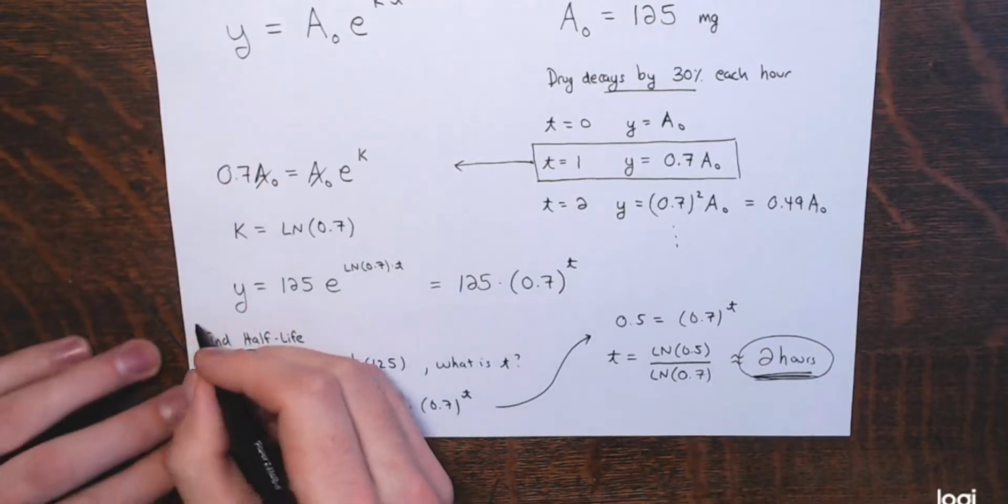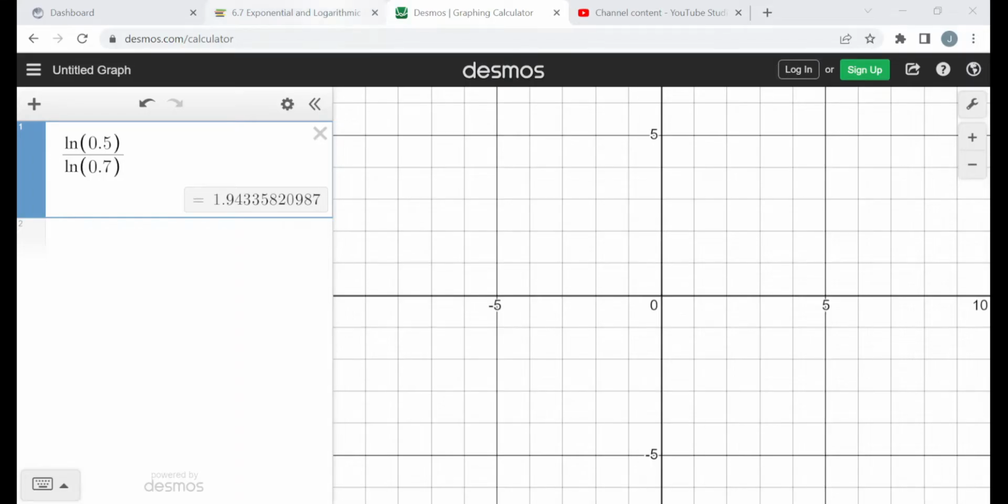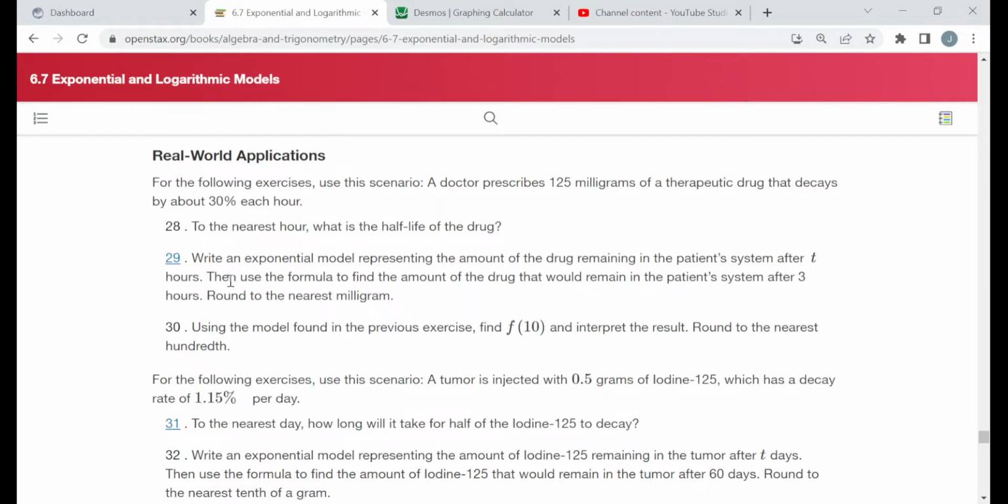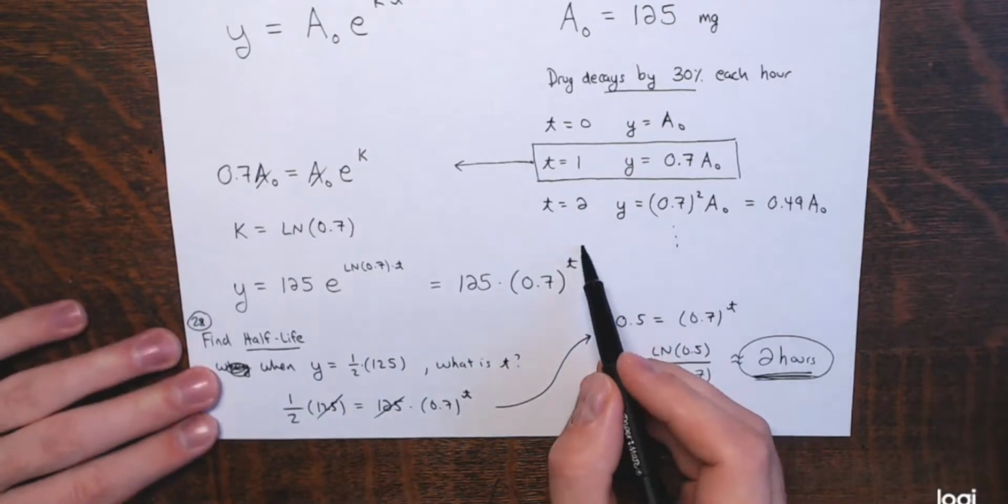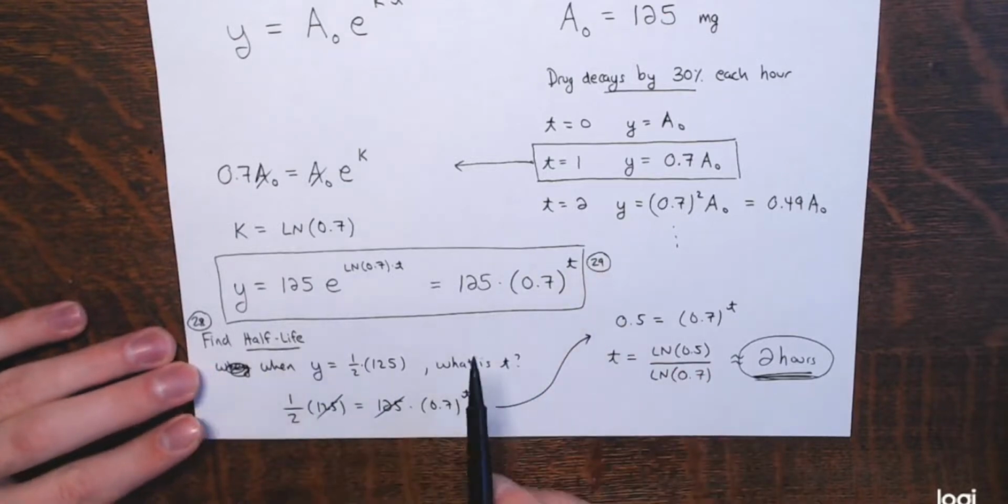Here's number 28, find half-life. Then using the same model, oh, well, gee, I already did this. So exercise 29: write an exponential model representing the amount of the drug remaining in the patient's system after t hours. I have already done this. Then use the formula to find the amount of the drug that would remain in the patient's system after 3 hours, to the nearest milligram. So I've already done this. This right here is the answer to number 29. That's the model we're using.